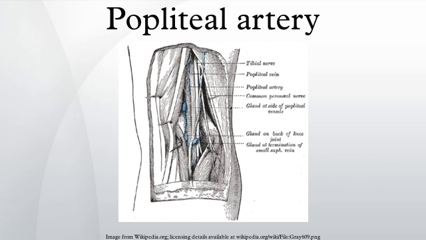Branches. The branches of the popliteal artery are: anterior tibial artery, posterior tibial artery, sural artery, medial superior genicular artery, lateral superior genicular artery, middle genicular artery, lateral inferior genicular artery, medial inferior genicular artery. Muscular branches of the popliteal artery supply the hamstring, gastrocnemius, soleus, and plantaris muscles.